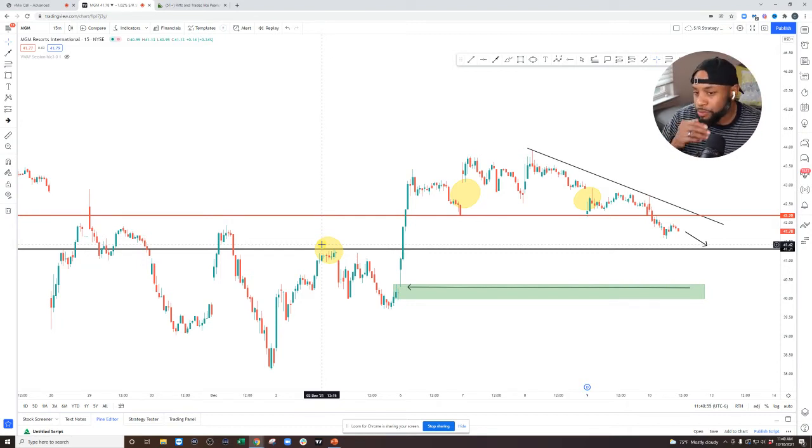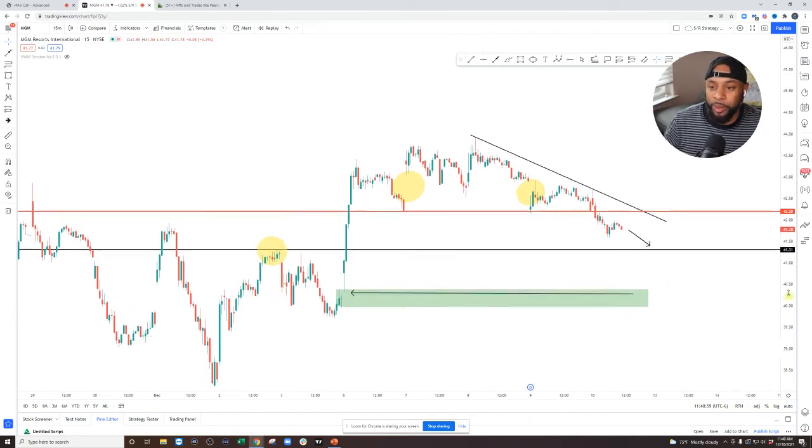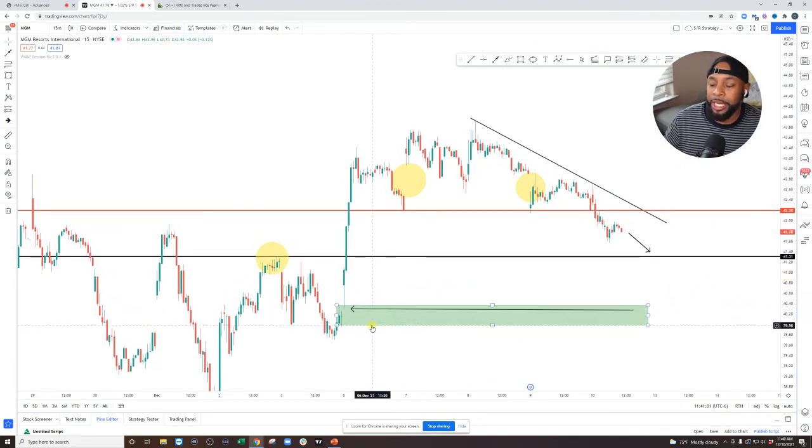So what we should do next is let's take out our fib tool. The reason that we want to take out our fib tool is we just want to have some good guesstimation on where we should take profits. Do me a favor, please. Type this in the chat. Take profits along the way.